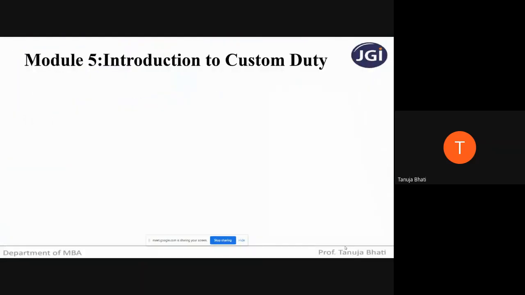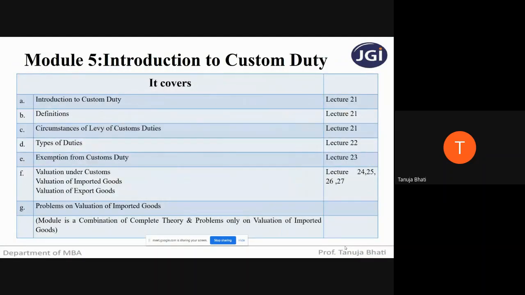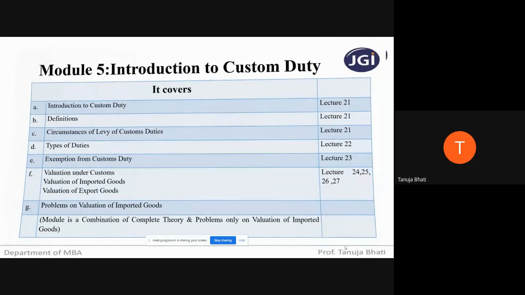So, in this module, as we know, it is introduction to customs duty. We have already seen the basic concept of customs duty, the definitions, the circumstances of levy of customs duty, types of duty, exemption from duty. We have also seen valuation of imported goods and certain problems on valuation of imported goods. So we are only left with valuation of export goods. So today we will be covering valuation of exported goods.